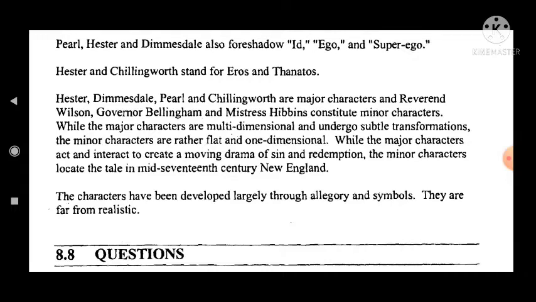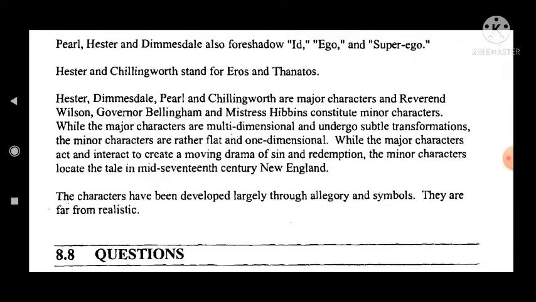The major characters are multidimensional and undergo subtle transformation, and the minor characters are rather flat and one-dimensional. While the major characters act and interact to create a moving drama of sin and redemption, the minor characters locate the tale in mid-17th century New England.